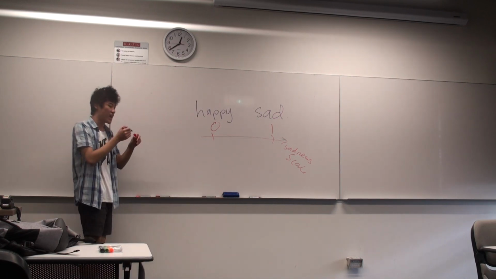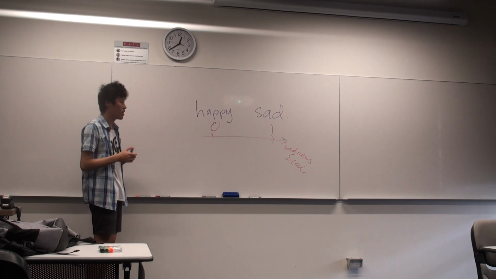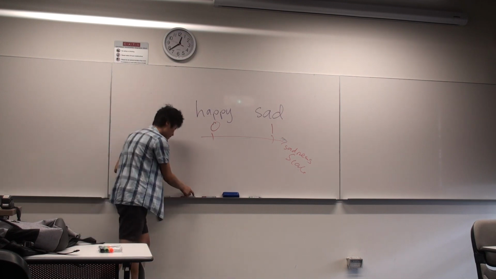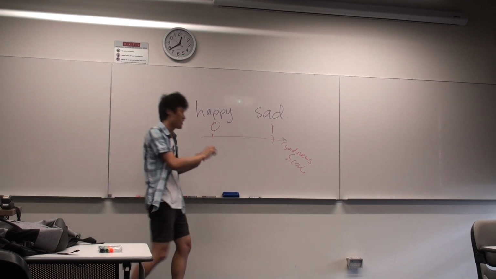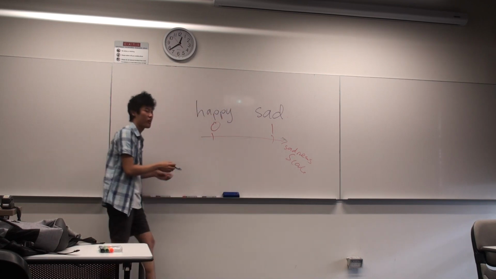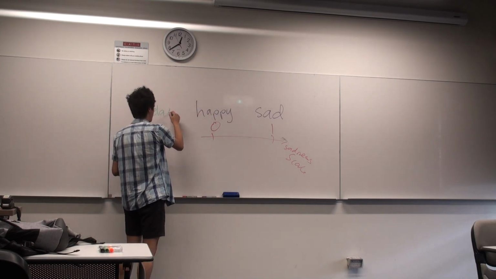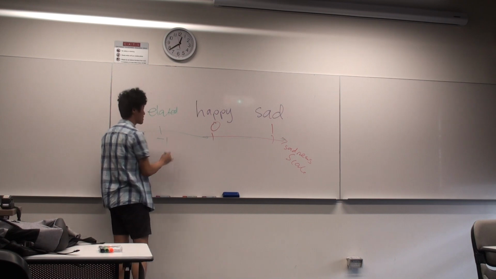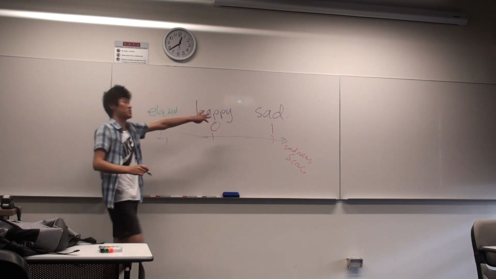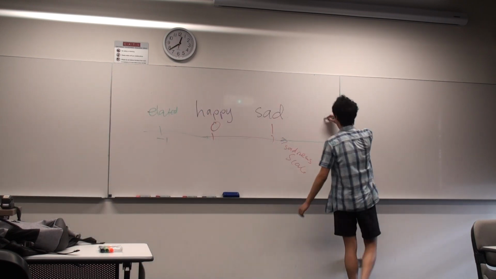So let's say I have a new word, super happy, or elated, for example. Elated will exist somewhere here. So it will be a negative number, negative 1. Depressed will be here.